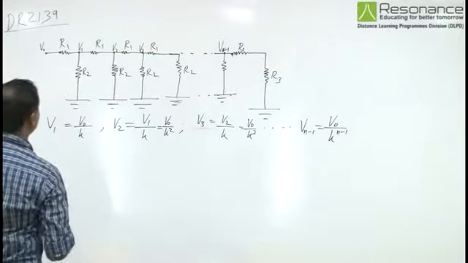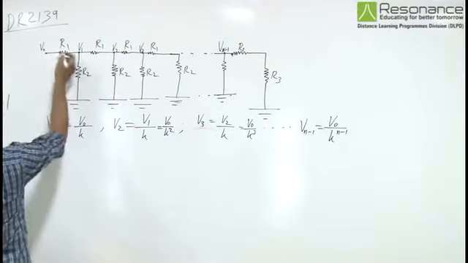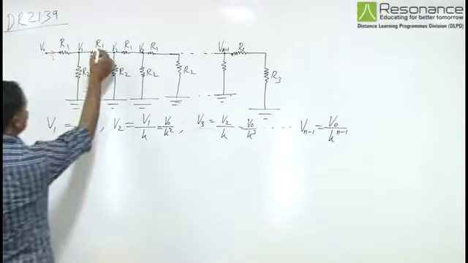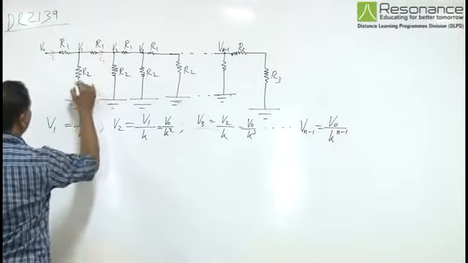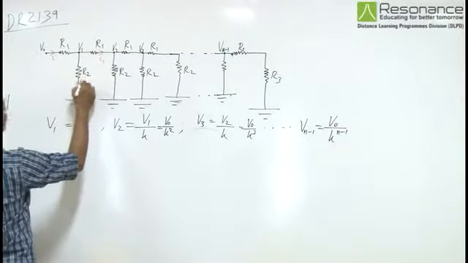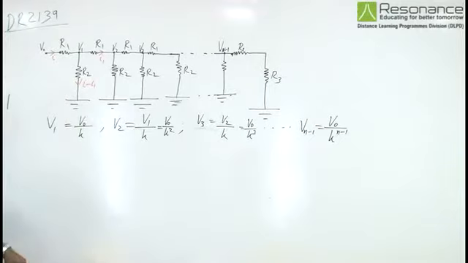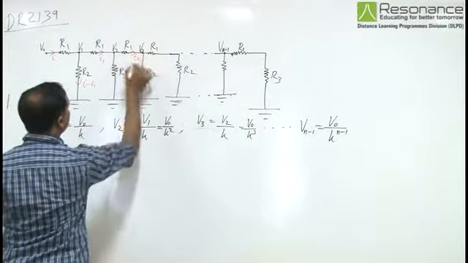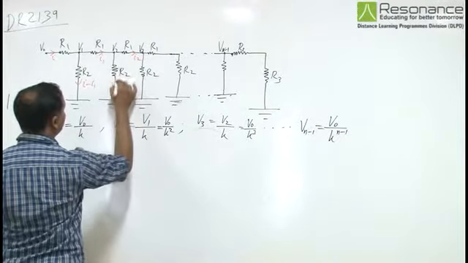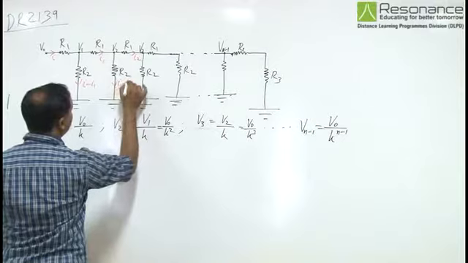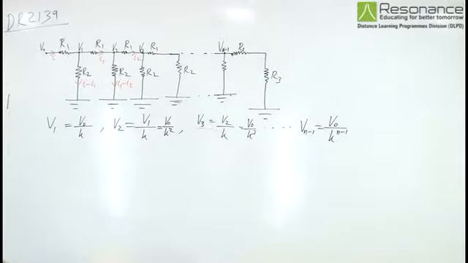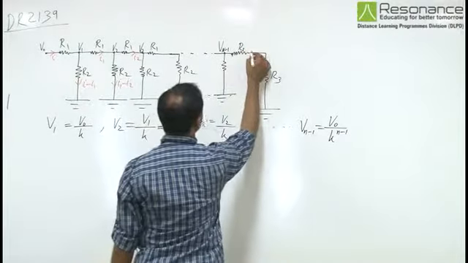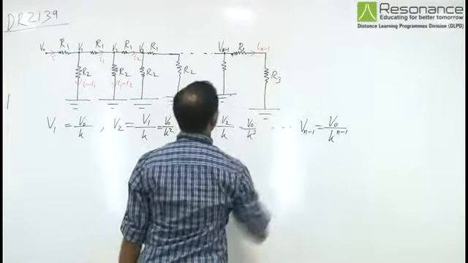Now if we look at the current flow, let us assume through the first resistance the current flowing is I. Through this, the current flowing is I1. So through R2, the current flowing is I minus I1. If through the next resistor the current is I2, then the current flowing through this is I1 minus I2. In this way, the current flowing through this resistor is In minus 1.